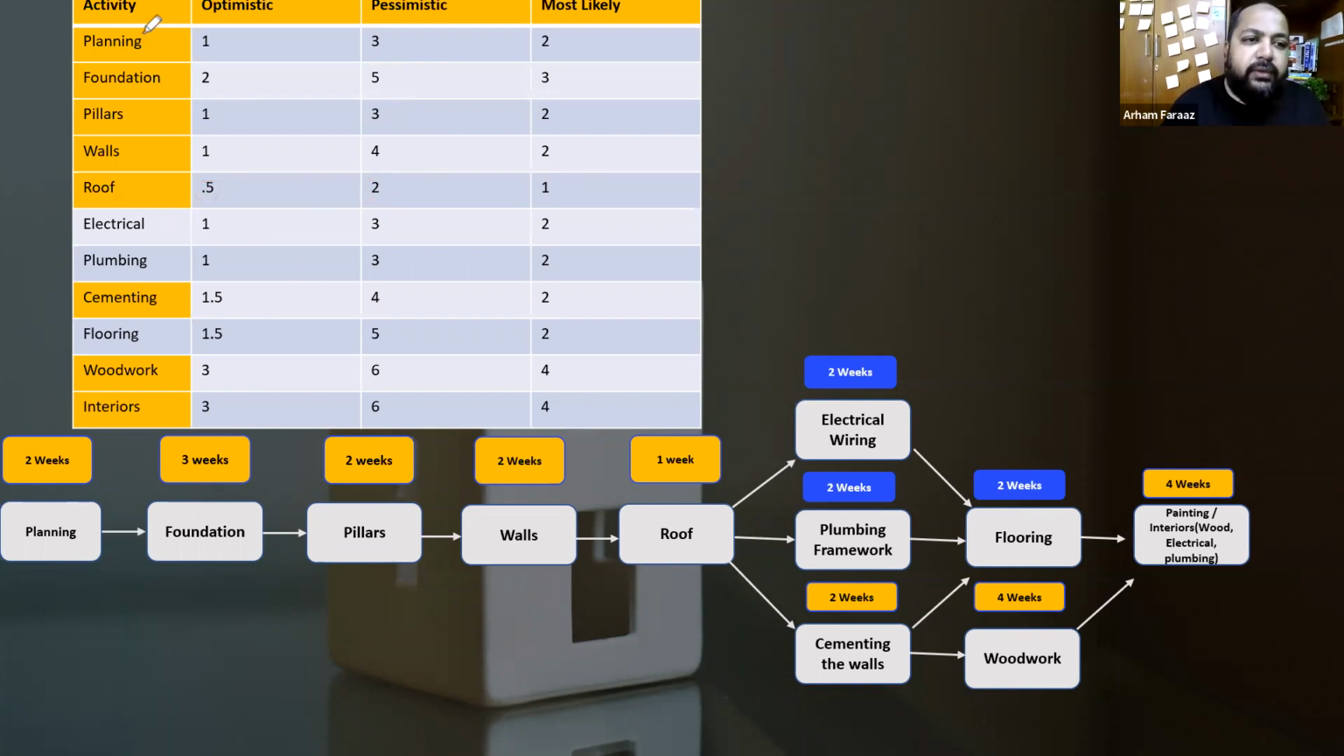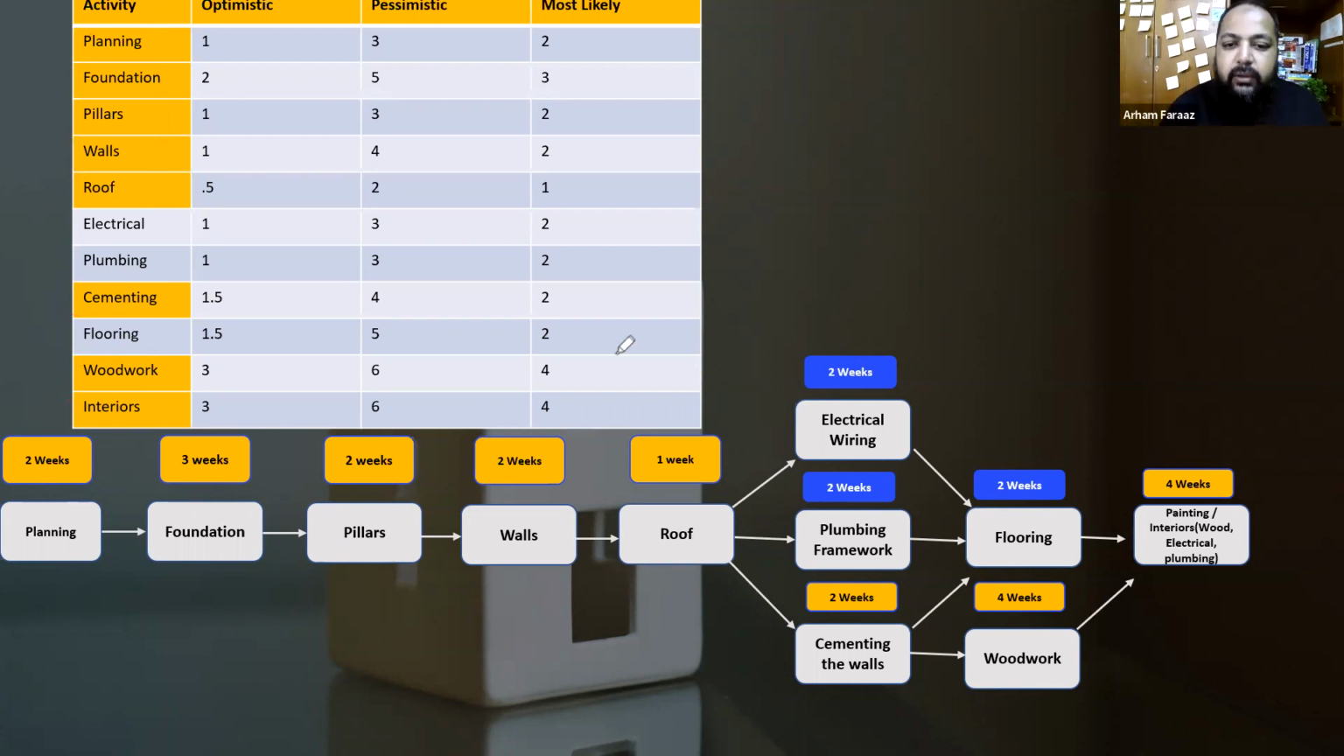Now what I want you to observe are the ones highlighted in orange: planning, foundation, pillars, wall, roof, followed by cementing, and then the woodwork and interiors. These were the activities on the critical path. Now we can find the overall parametric estimate of 3-point estimation for the entire project. We could do it for activities also. For the entire project, we take the total critical path.